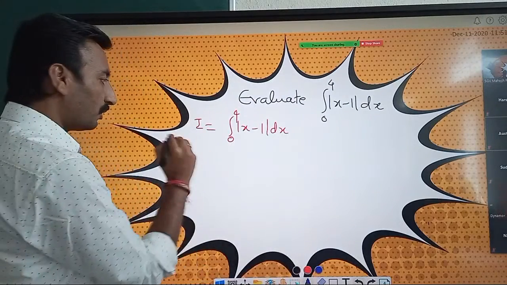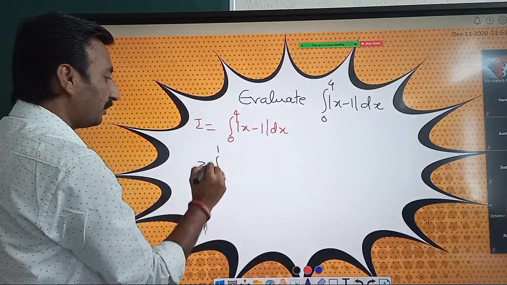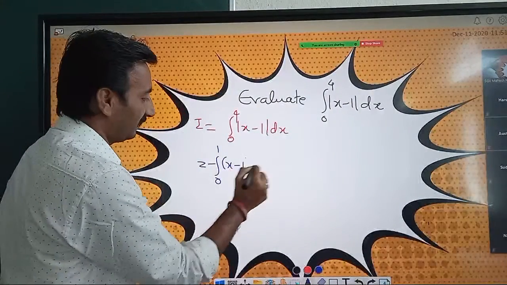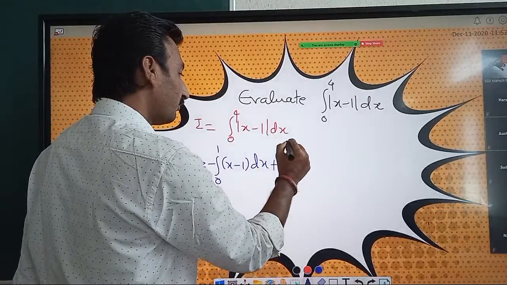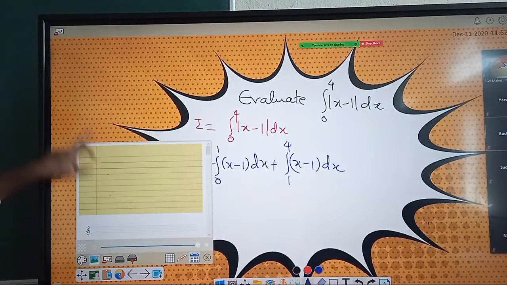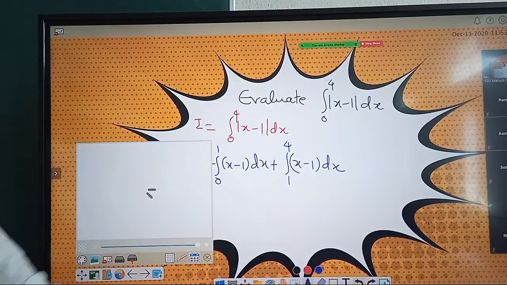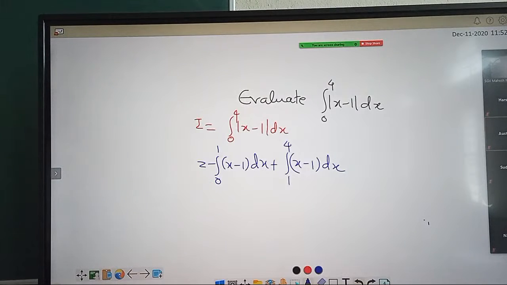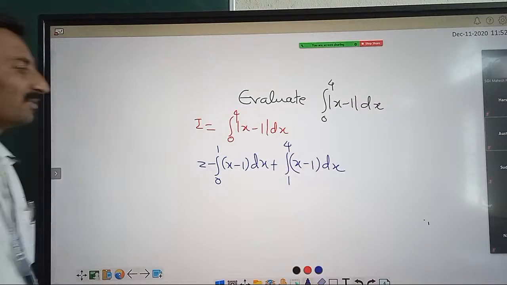Yes, now look at this. What I have to do here is split this integration from 0 to 1, where the value is minus x minus 1 dx, plus the integration from 1 to 4 of plus x minus 1 dx. Correct? What can I do here?